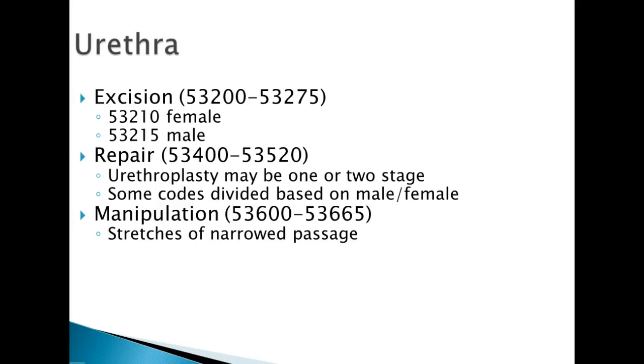The manipulation category codes 53600 through 53665 are a bit different from those you have encountered previously. Manipulation is performed on the urethra, for example, with dilation or catheterization. Dilation stretches or dilates a passage that has been narrowed. The dilation codes are based on initial or subsequent dilation of a male and/or female patient.